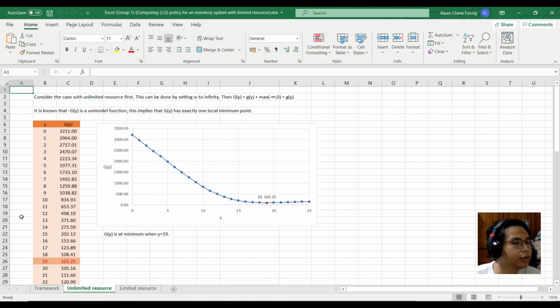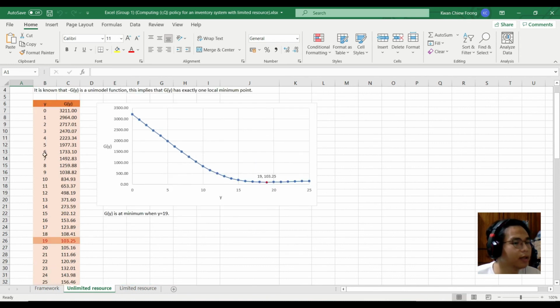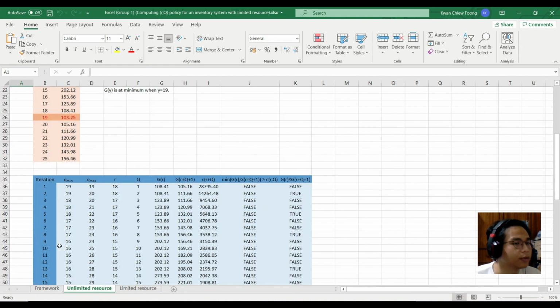We know that the function g has only one minimum point, so we can list down the values of g(y) from y equals 0 and find the value of y that minimizes g(y). For this case, y is 19. Then we proceed to find q min and q max. In the first iteration, both of them are taken to be 19. Next, let r be q min minus 1 and q be q max minus q min plus 1. Then we calculate g(r plus q plus 1) and C(r, q).